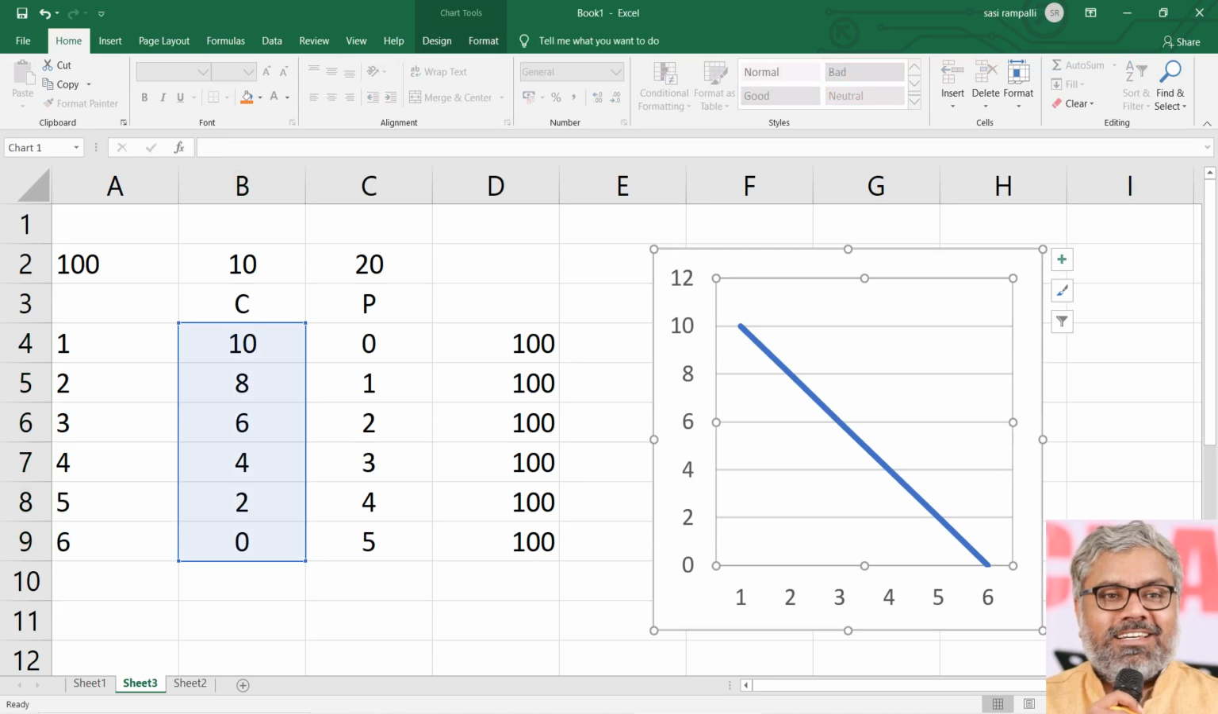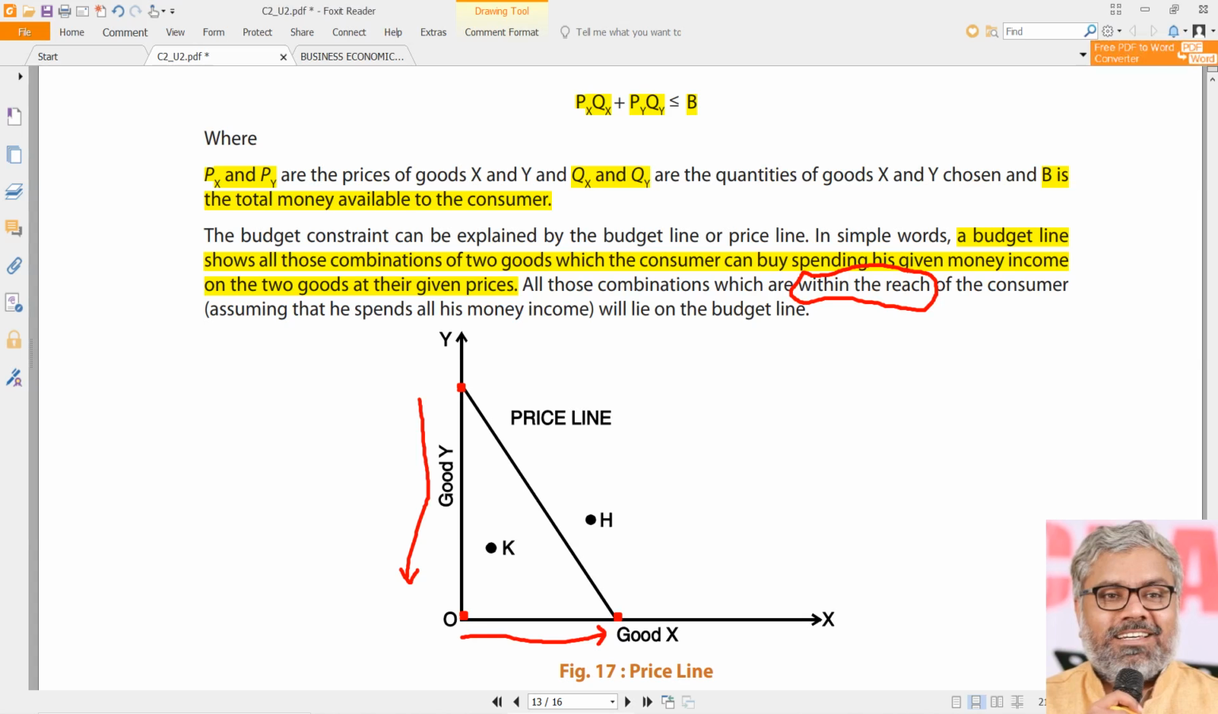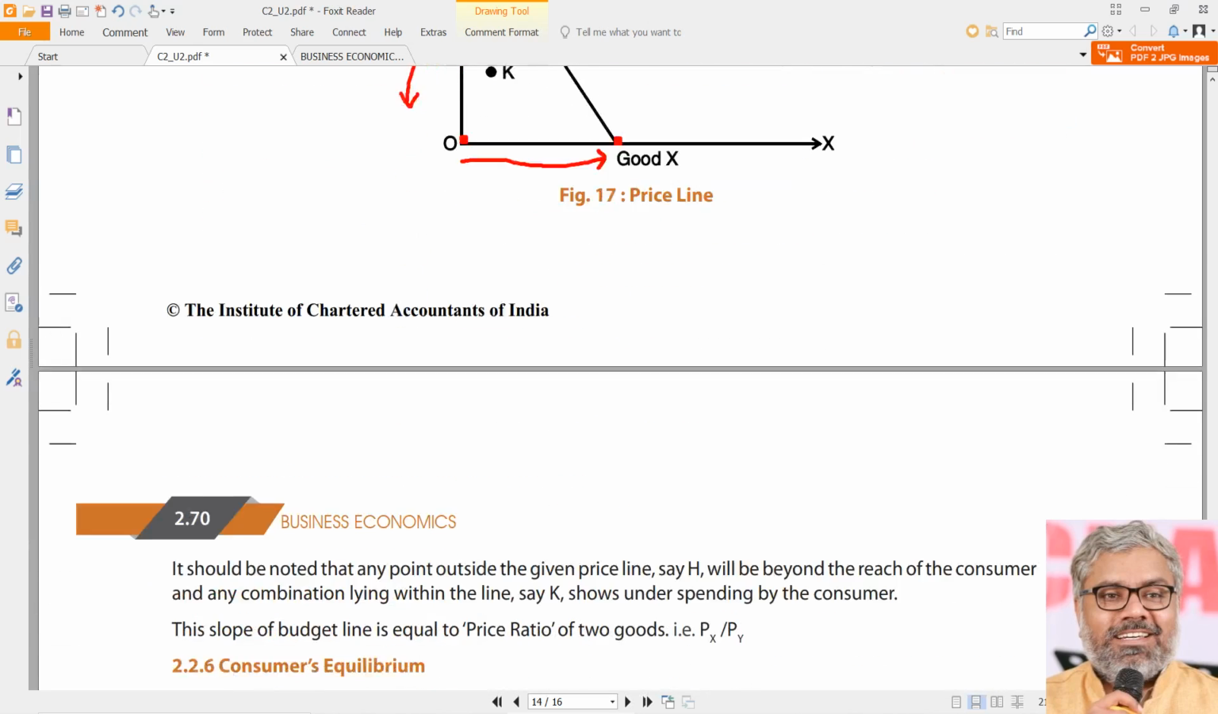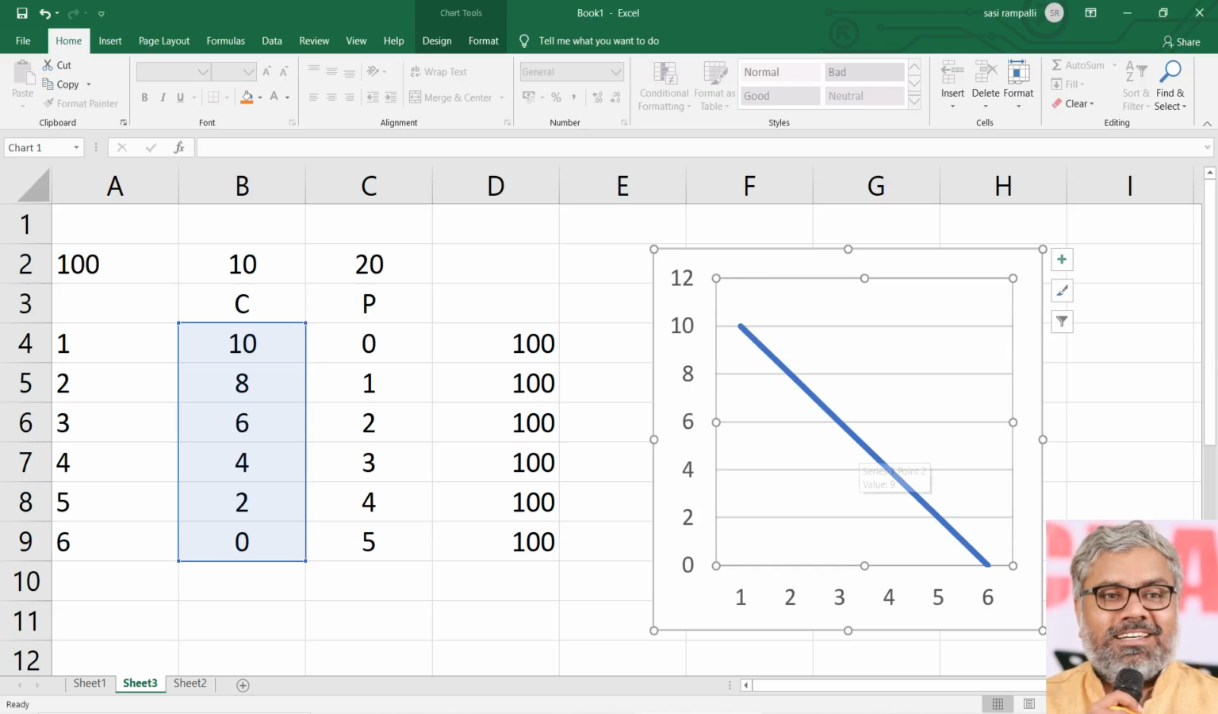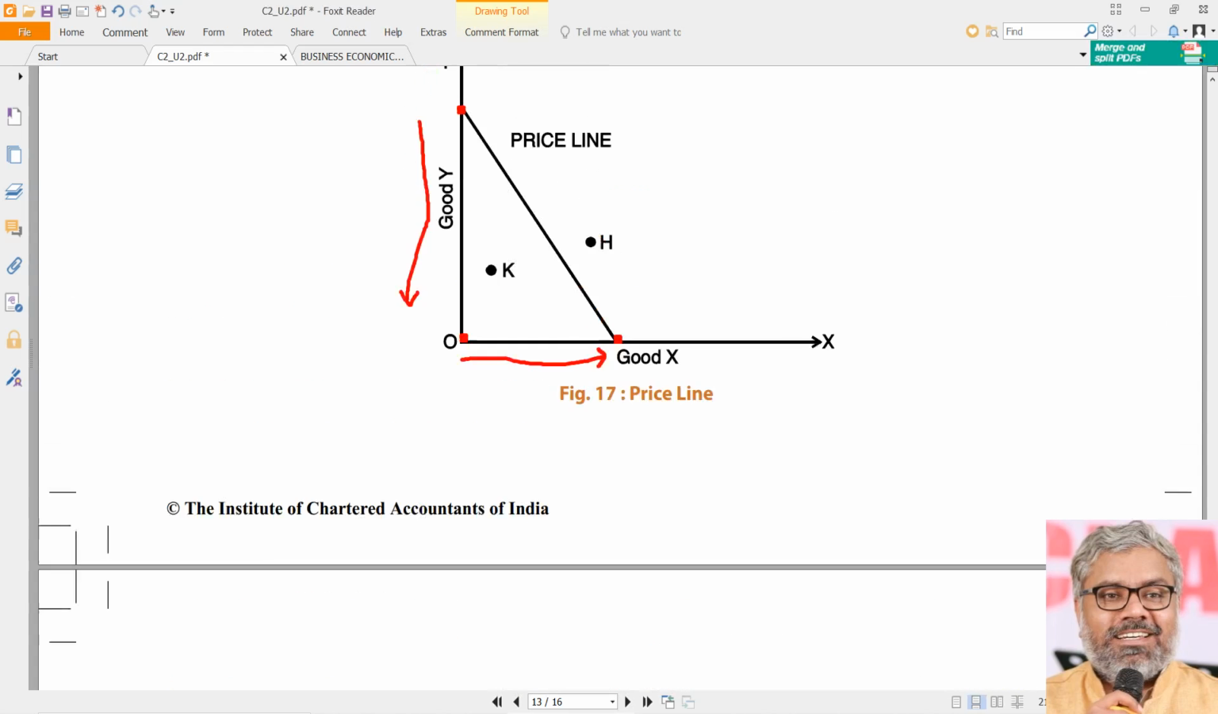So that's what exactly is price line or budget line with combination of two commodities, and the total amount spent on each of the commodities will be always less than or equal to the total amount of income that the consumer has. That's what is budget line or price line, we can call it. Simply a straight line going downwards.